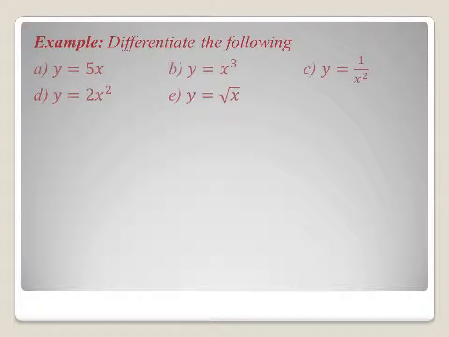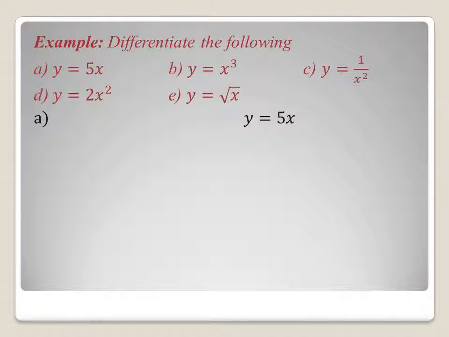Let's take some examples now. Differentiate the following. A, y equals 5x. B, y equals x cubed. C, y equals 1 over x squared. D, y equals 2x squared. And E, y equals square root of x.